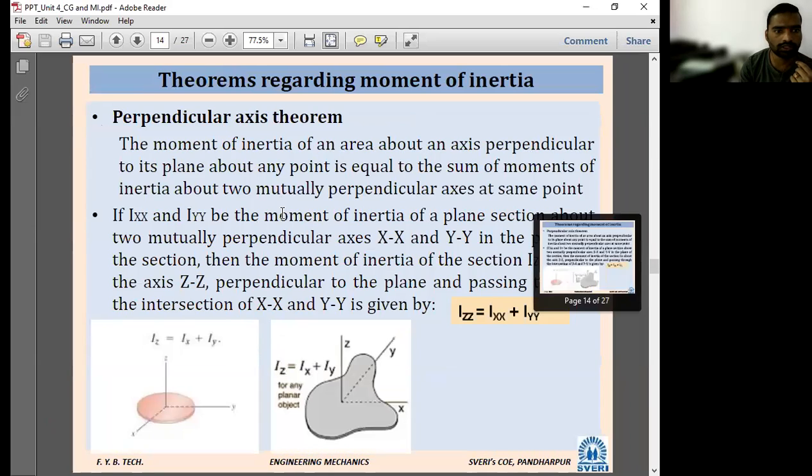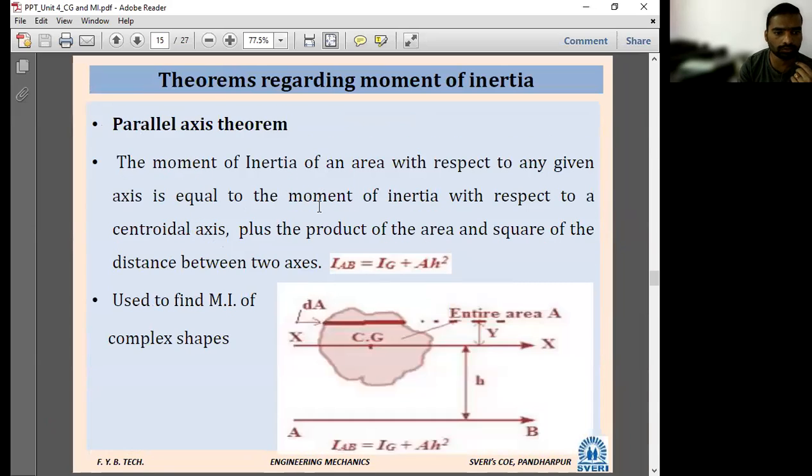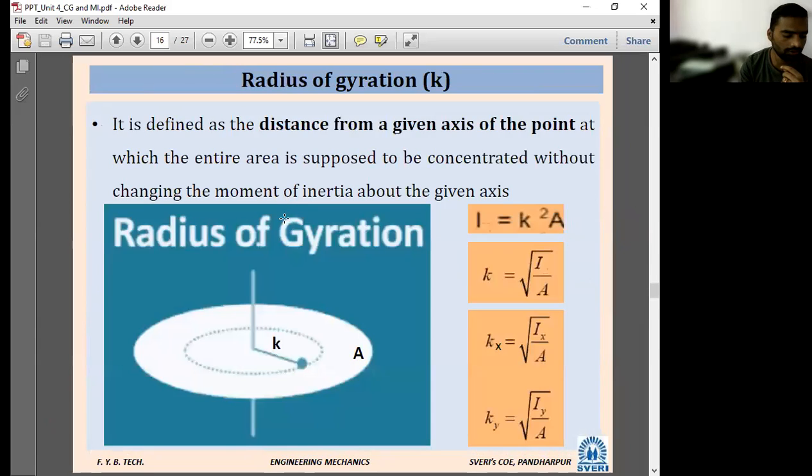Yes, there are two more theorems. Just a minute, I will come back to this point. So first point, okay, write on. Next point, radius of gyration. Write this point. Radius of gyration.